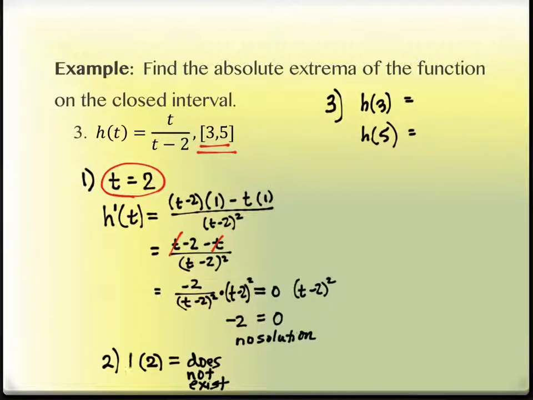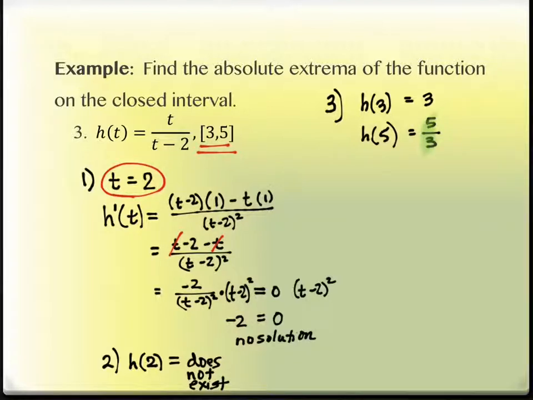So take your calculator if you wish, or you might be able to do this one in your head pretty quickly. If I plug in the number 3, what will my function equal? 3. It's 3. And if I plug in 5, what will my function value equal? 5/3 is correct, yes. Awesome. Which of those is bigger? Which one's smaller? We'll start with the absolute minimum. Which one's smaller?